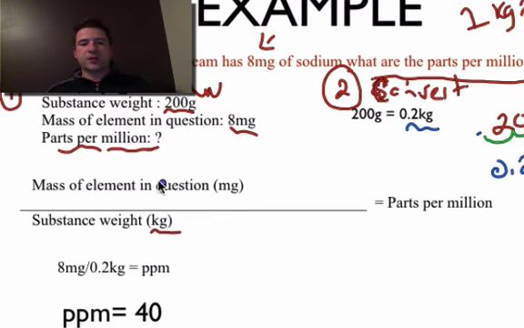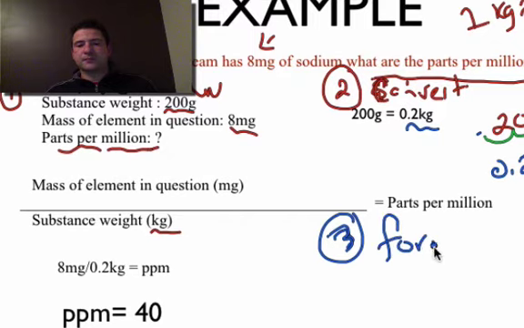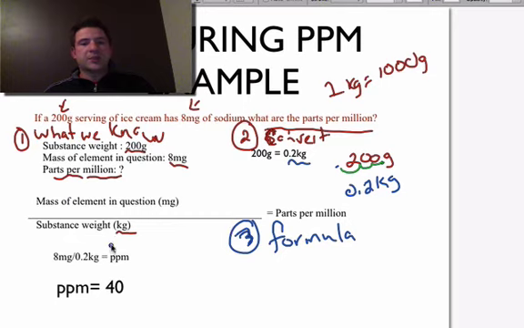Now I'm going to write step 3, which is right here. That's step 3, and it's the formula. So I'm going to list the formula. The formula for measuring parts per million is: parts per million equals the mass of the element in question in milligrams, and it's important that we put that so we know where to place the appropriate values, divided by the substance weight in kilograms.